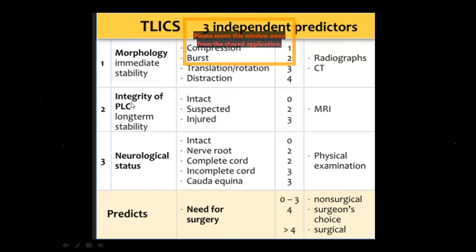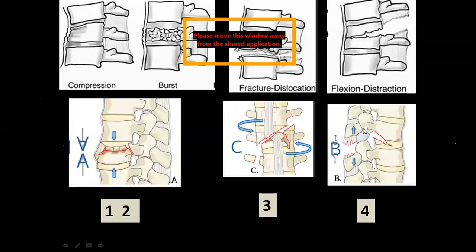Next, the posterior ligament complex. Whether the posterior ligament complex is intact or whether you suspect the injury or not, whether it is completely injured or not. Third is neurological status. Whether it is intact, incomplete injury, or complete neurological injury. And accordingly, the points are given. So here we come to the morphology of the fracture.